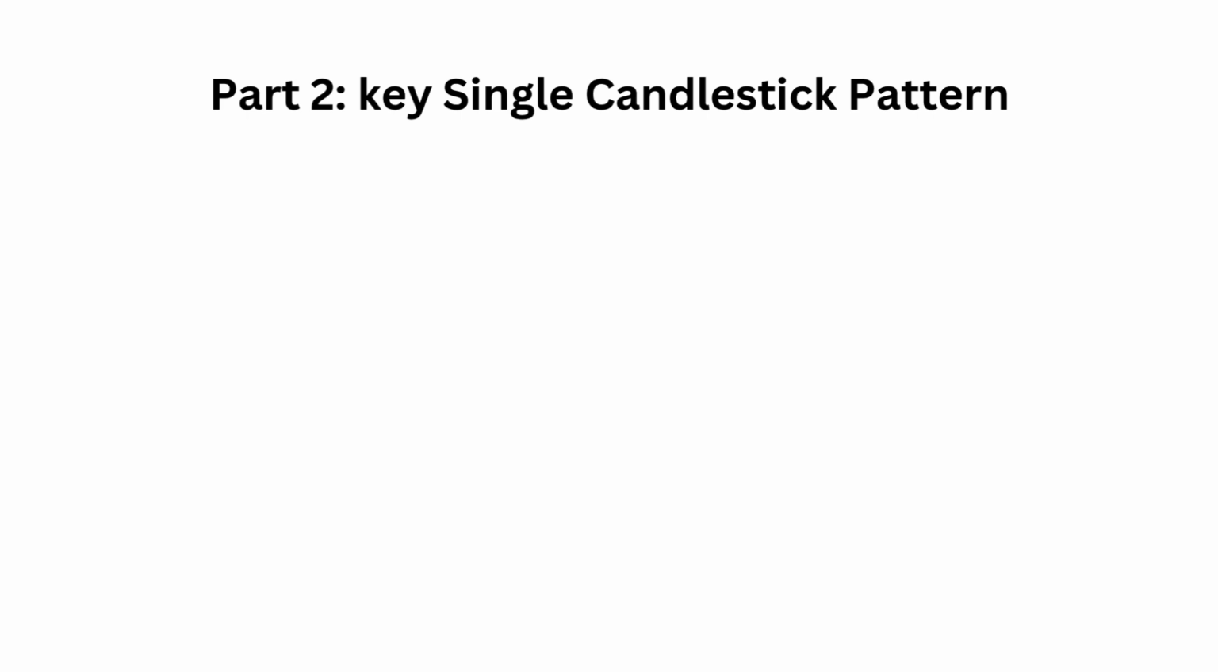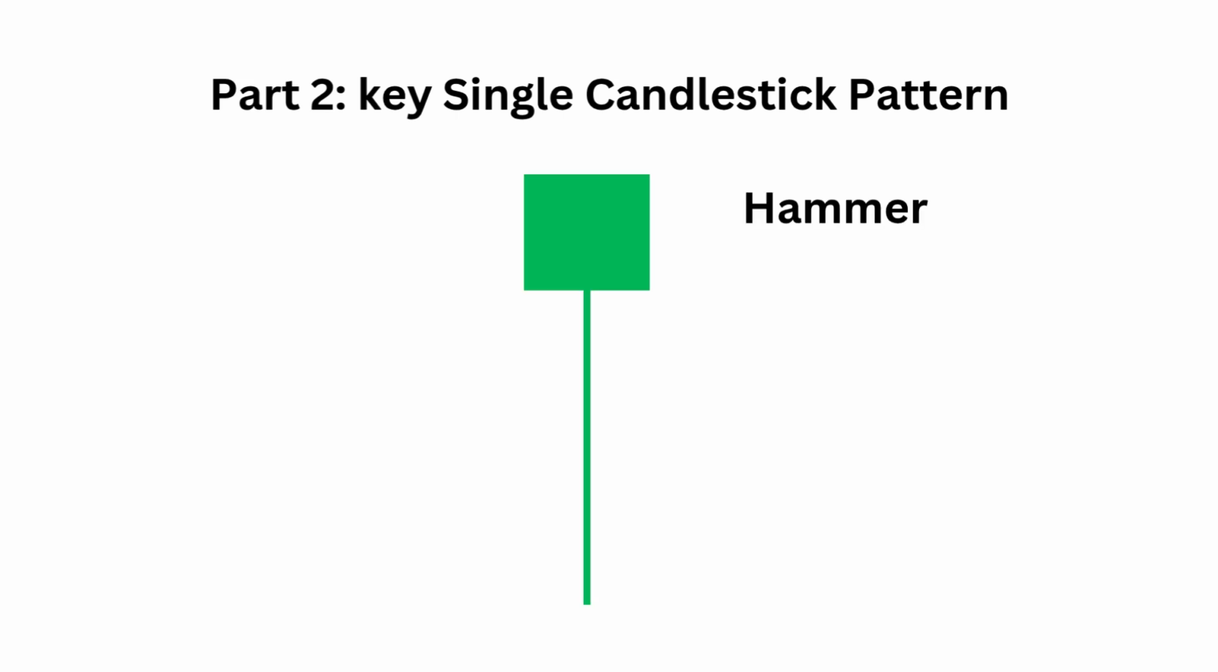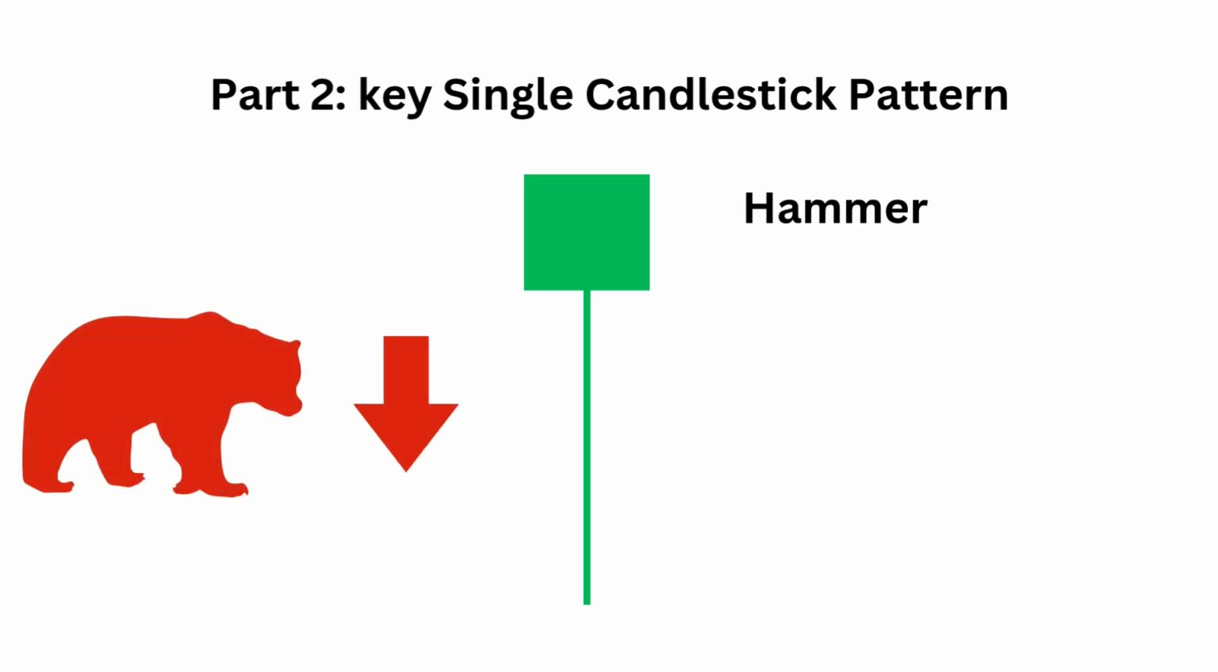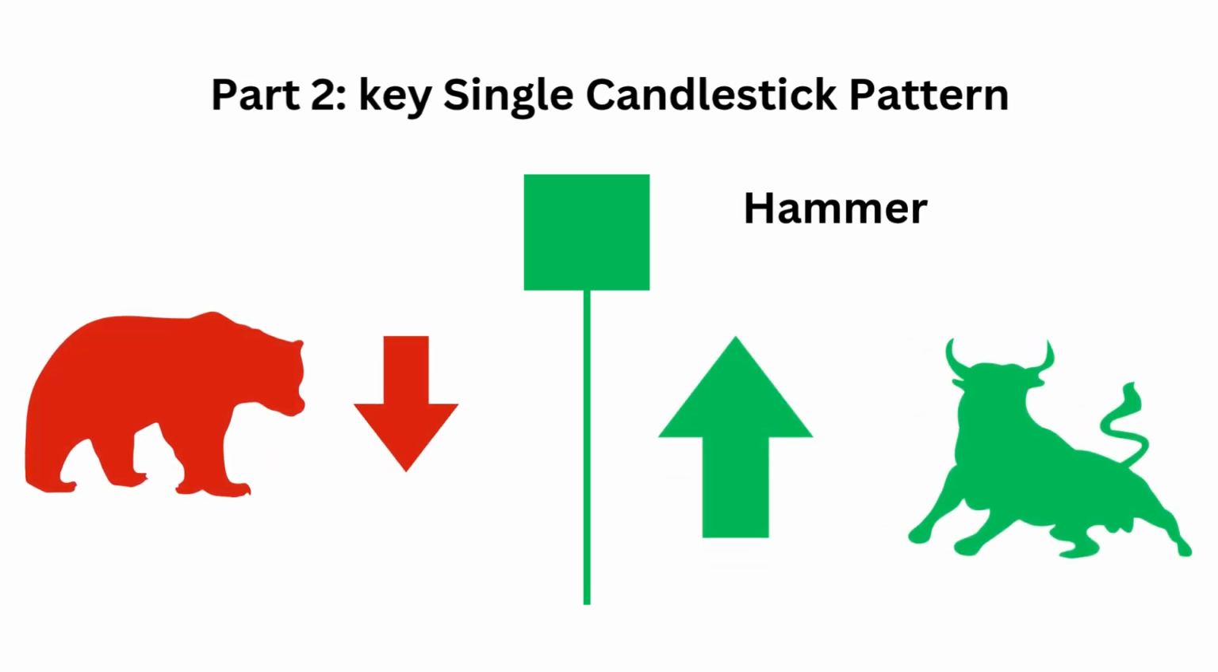Part 2. Key single candlestick patterns. There are several candlestick patterns that are commonly used for identification of trading reversal and trading continuation. Let's begin with single candlestick patterns. The first candlestick pattern is the hammer. This is an indication of a reversal that appears at the bottom of a downtrend. The psychology behind this candlestick pattern is that bears pushed the price down but bulls snapped the market back hard.